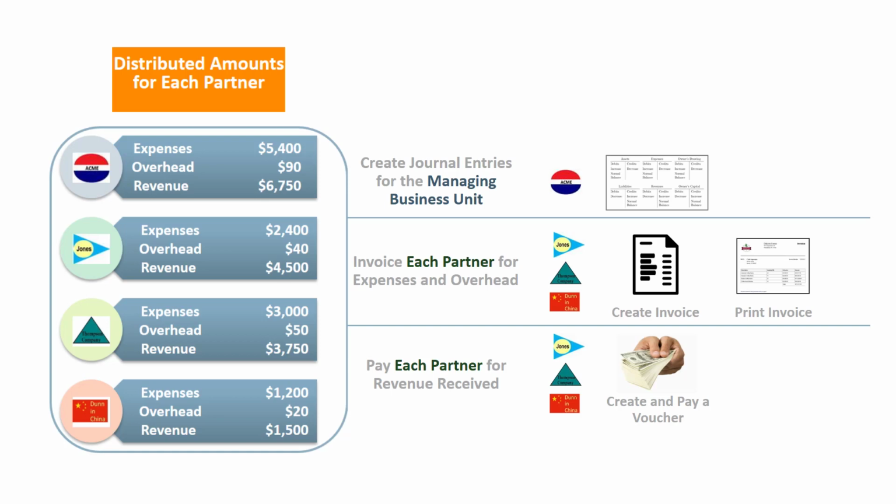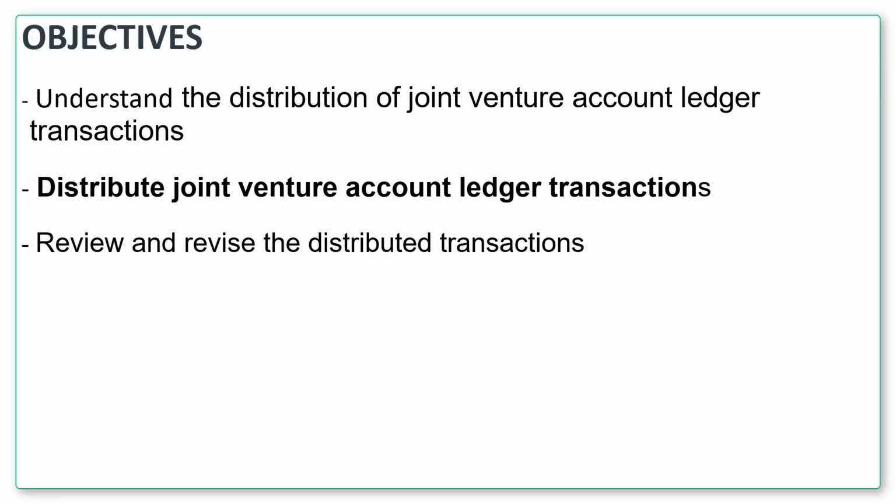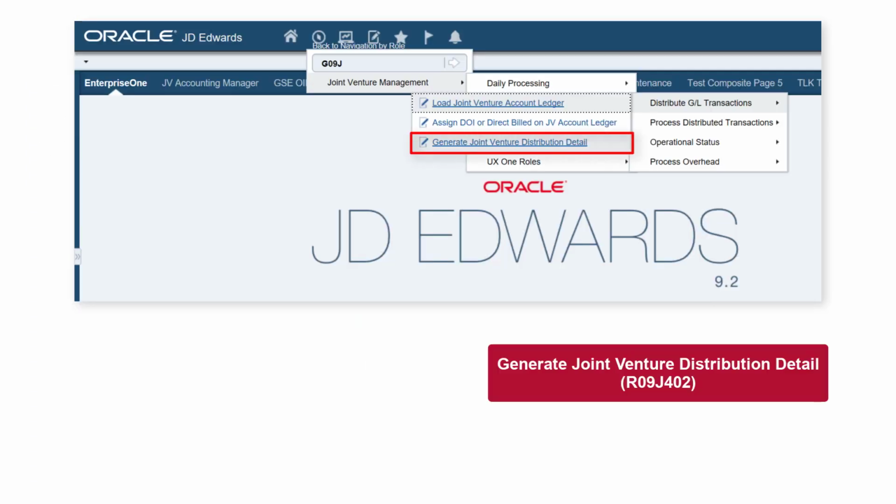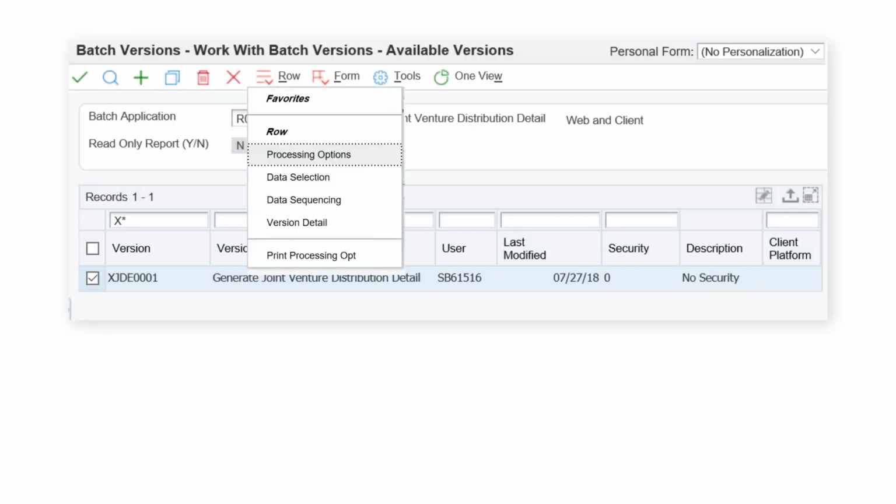Later in the process, you will use the distribution records to create vouchers, invoices, and journal entries to bill and pay the partners. To distribute the transaction amounts to the partners of a joint venture, you run the Generate Joint Venture Distribution Detail program, RO9J402. Before you run the program, set up the processing options for the program.